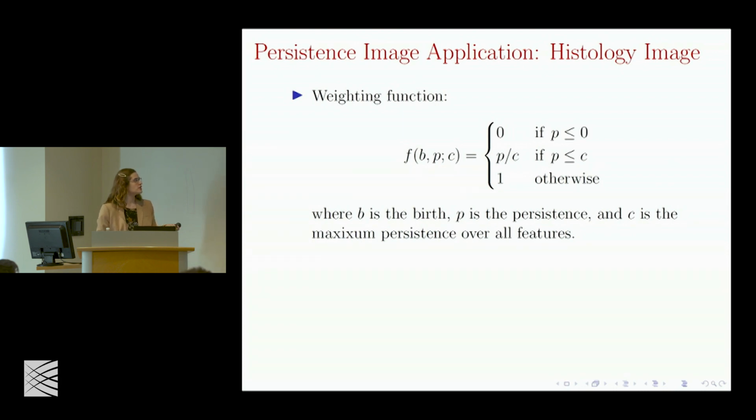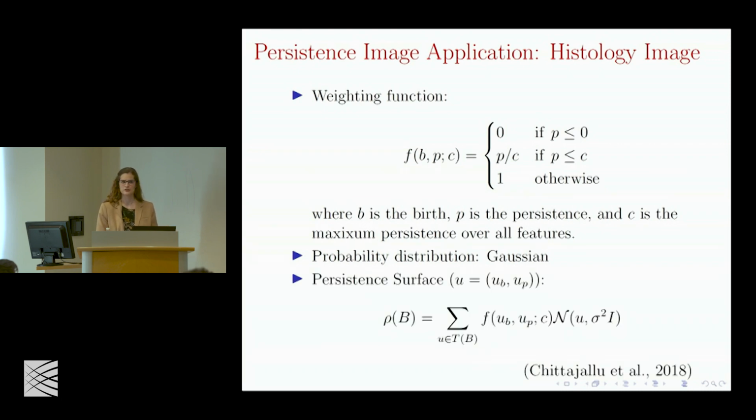For their weighting function, they use this function, which essentially is what topologists use. It favors the features which persist the longest. And they also use the Gaussian probability distribution, which is standard, like I said. So their official persistence image calculation was this lovely formula right here.